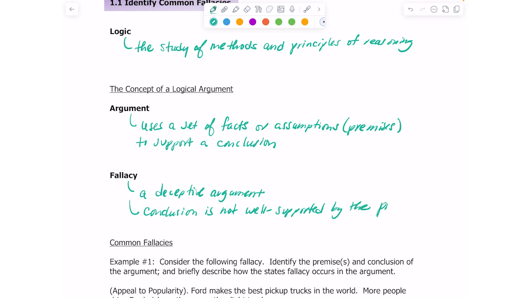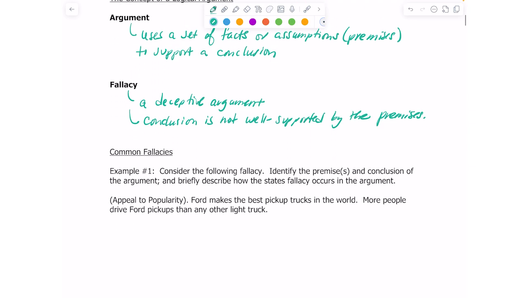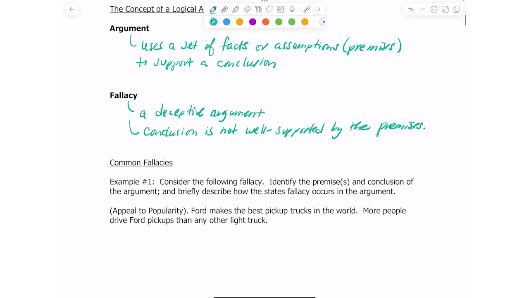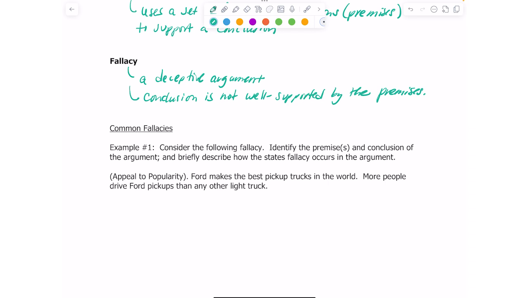Let's take a look at some common fallacies. So here we're given a fallacy. It's called appeal to popularity. And what we need to do is identify the premise or premises and the conclusion of the argument, and then just briefly describe how the stated fallacy occurs in the argument. So here, the statement is, Ford makes the best pickup trucks in the world. More people drive Ford pickups than any other light truck. So why would this argument be known as a fallacy?